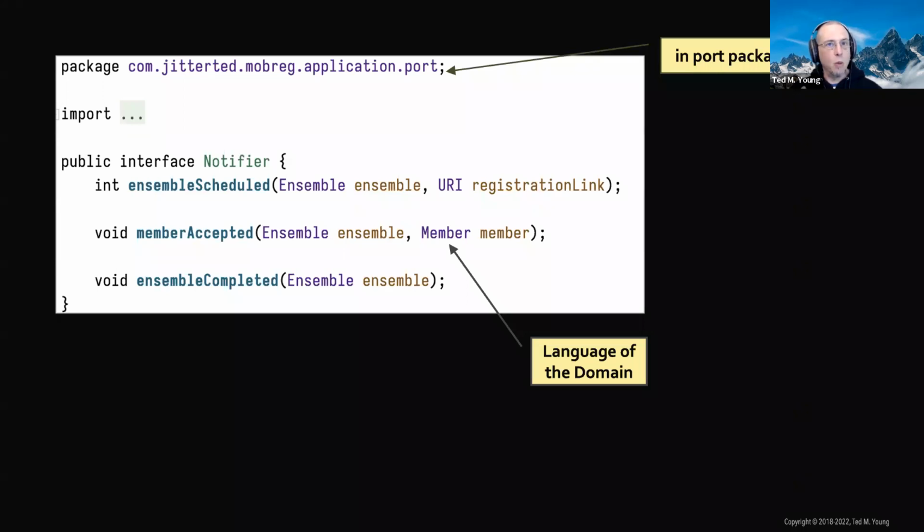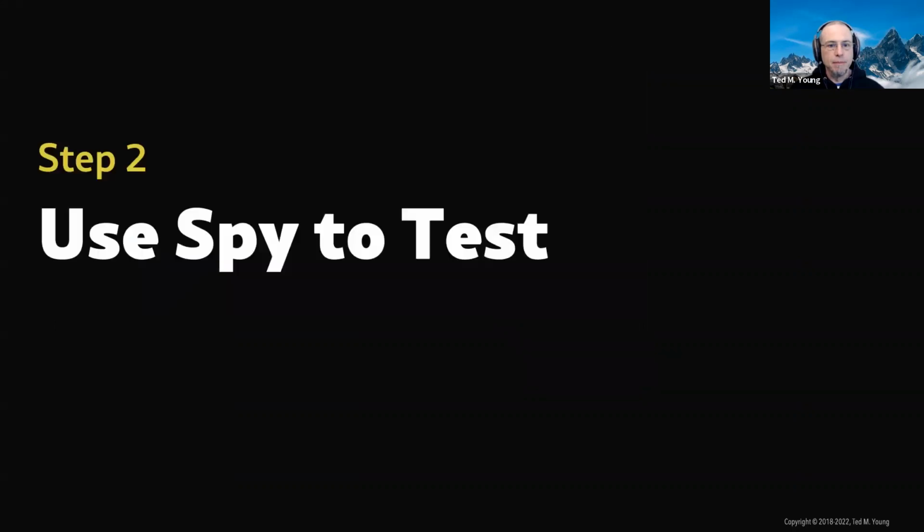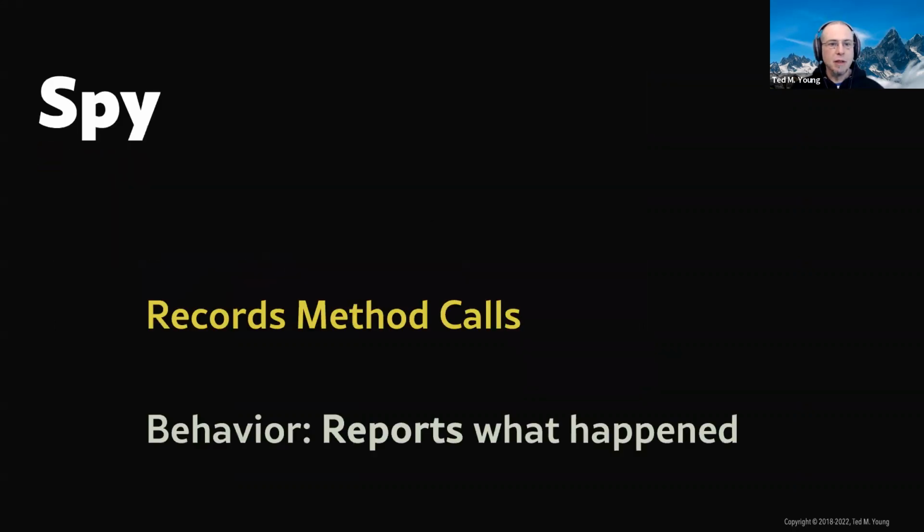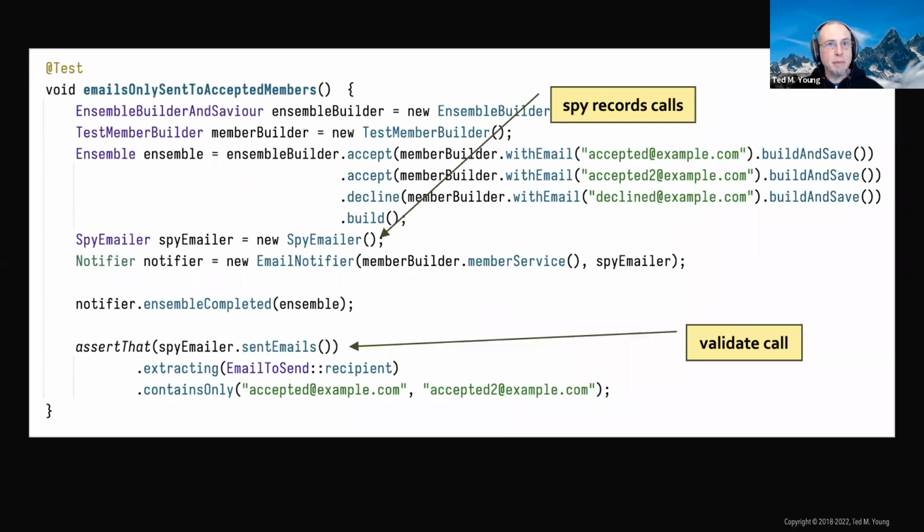So here we're starting to be aware that there's the external world, but there's no concrete reference to anything IO. And it speaks in the language of the domain. I use a spy to test. Spies are one of the test doubles. They record method calls and report what happened. Here I have a hand-rolled spy, a spy emailer, and I basically say, did the emails get sent to only those who accepted? Emails are only sent to accepted members. That's the job of this notifier.